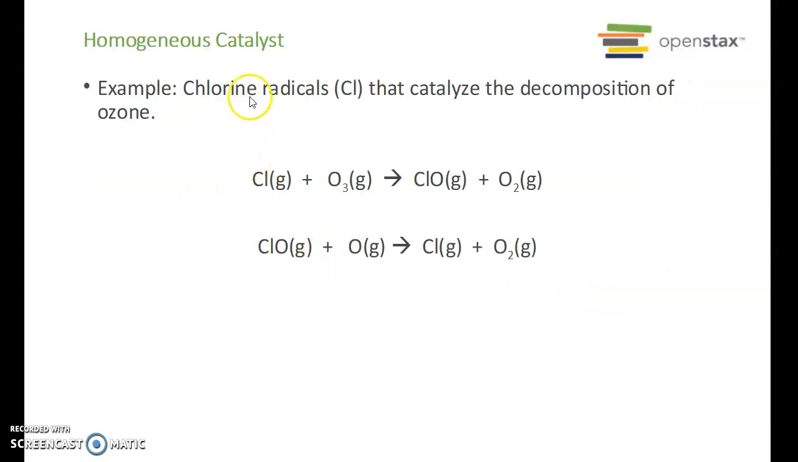For example, chlorine radicals catalyze the decomposition of ozone. So if you have a chlorine radical here, in other words, you notice that's not Cl2, it's just Cl by itself, so it's got a free electron there, it reacts with this one to form ClO plus oxygen. Okay, and so this ClO then reacts with another oxygen molecule to form additional oxygen, regenerating this chlorine free radical. So this right here would be considered an intermediate.